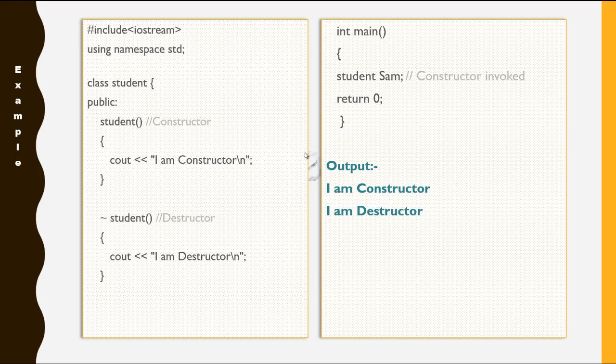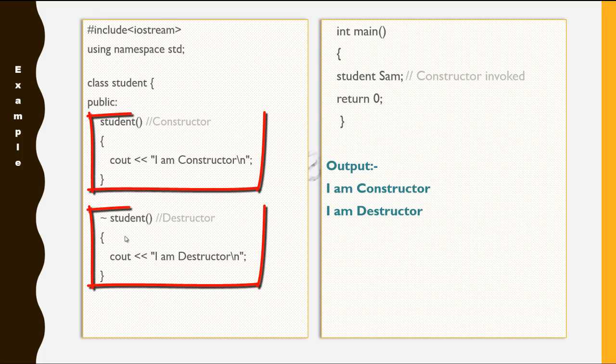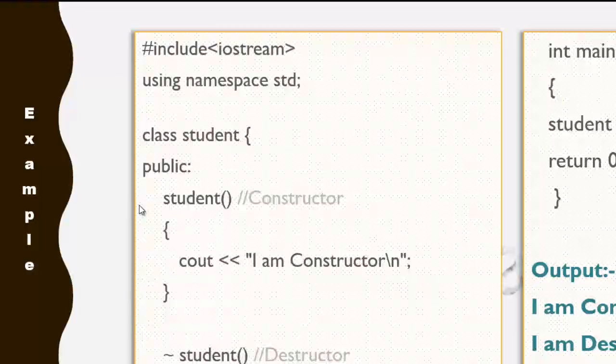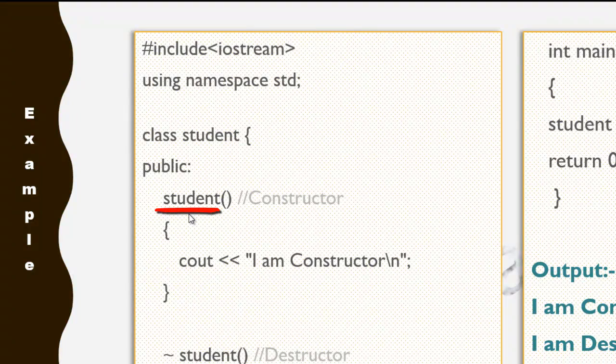This is a simple program demonstrating the concept of destructor. Let's start with the class declaration. The class name is student, and inside this class we have two member functions. Let's go to the first function. The function name is student. It is similar to the class name, so this is a constructor.